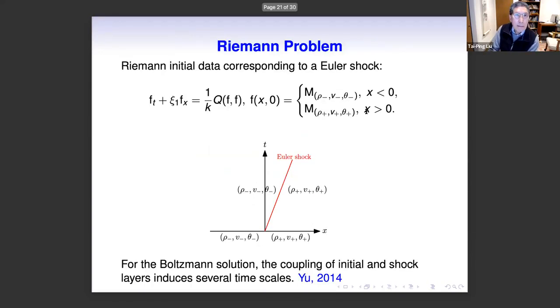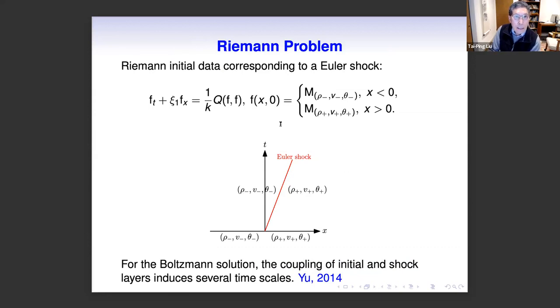Okay, so let me talk about a different subject. So far, we talked about the boundary layer. Now I want to talk about the coupling of initial layer and shock layer. So there's a paper by Shijia in 2014 on this problem.